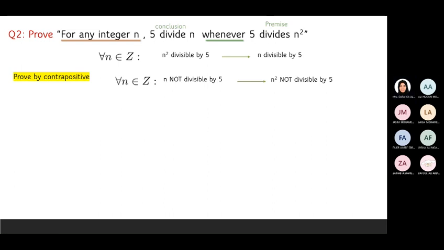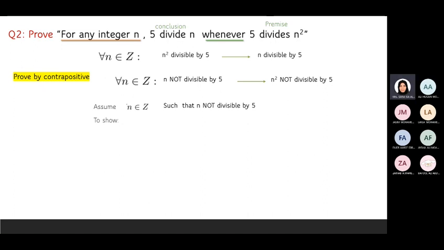What is my assumption now? I will assume احنا قلنا عقب ما نحط الكونترابوزيتيف نثبت الكونترابوزيتيف directly معناته الدومين and the premise should be in الاسsumption. عدل؟ لازم البريمس I should include it in my assumption. So I will assume ان ال n belong to z and ال n is not divisible by 5. يعني ال n is an integer number and this number is not divisible by 5.